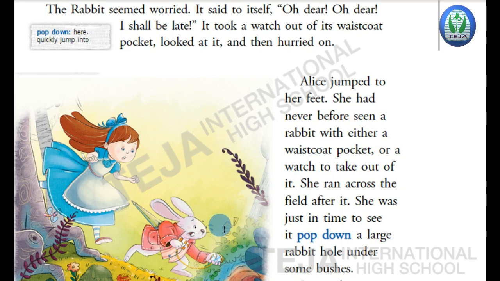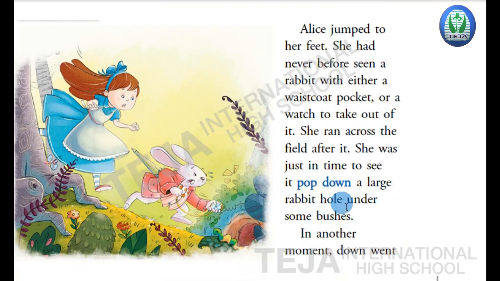Now she was just in time to see it. Now she saw that the rabbit popped down. So pop down means jump quickly into. So the rabbit jumped very quickly into a large rabbit hole under some bushes. As you know, rabbits live in burrows. That is, they make holes in the ground.